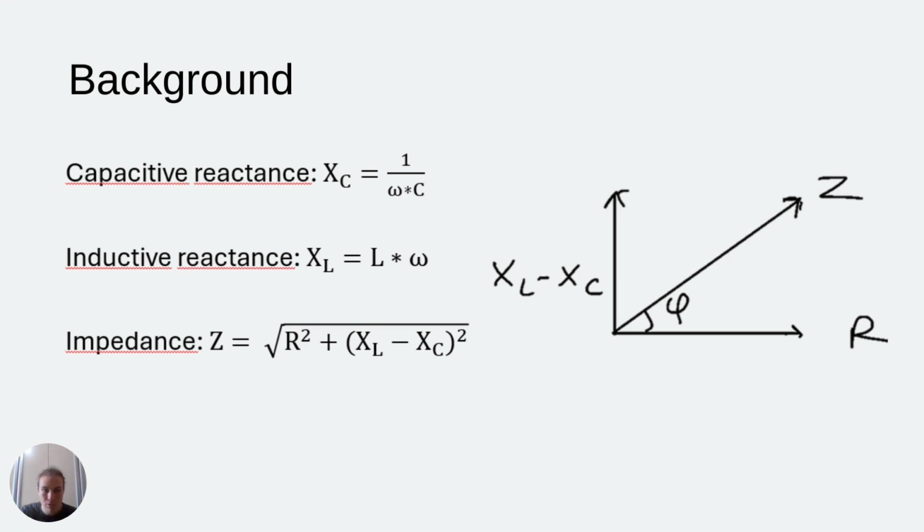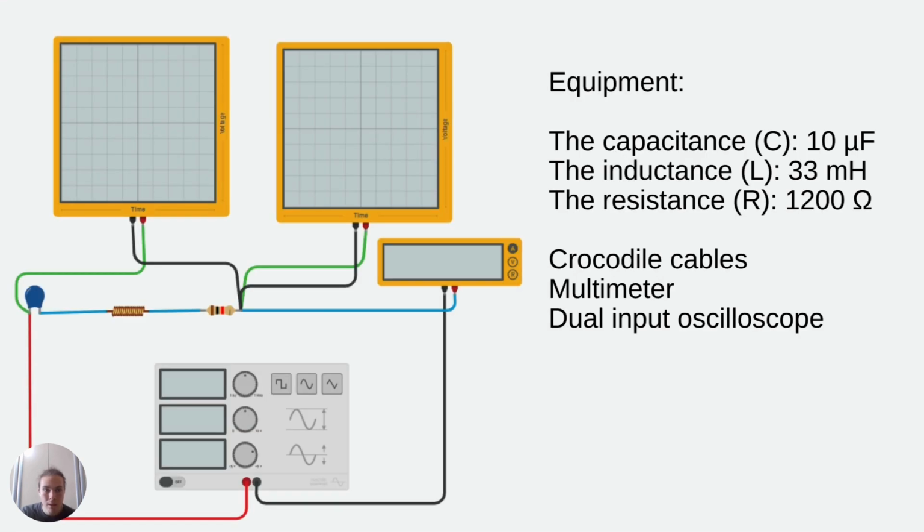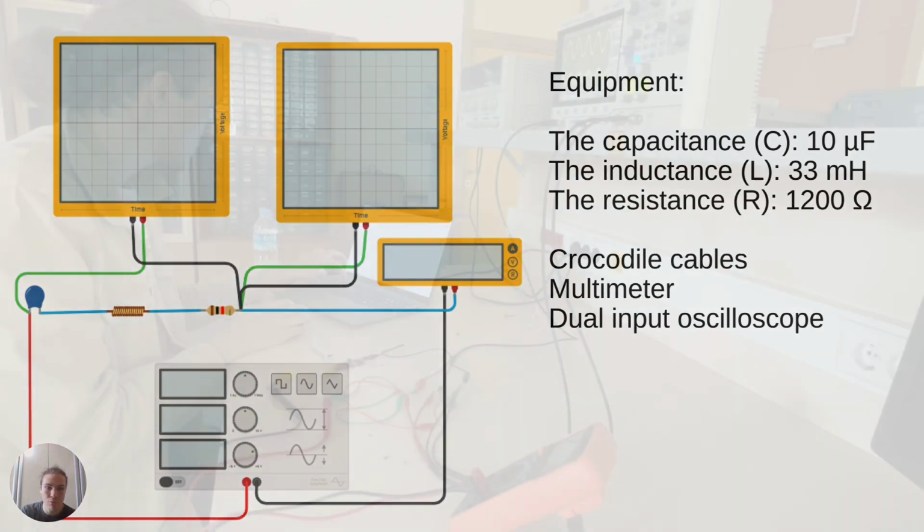And also, resonance is the point where impedance is lowest, the capacitive and inductive reactances are equal, and the phase angle is zero. In my experiment, I will set up the circuit here using a capacitor, inductor, and resistor with values shown here and crocodile cables. For measuring data, I will use a multimeter and a dual input oscilloscope.